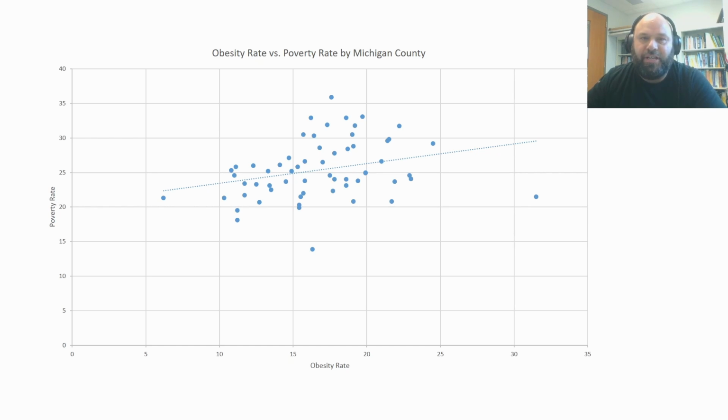And there's even a logic to it, because it's hard to eat well if you're in poverty, because the food that's cheaper is food that's worse for you. Healthier food is more expensive. So there's a case, but this data alone does not make the case that poverty causes obesity. It just says that there's a correlation.